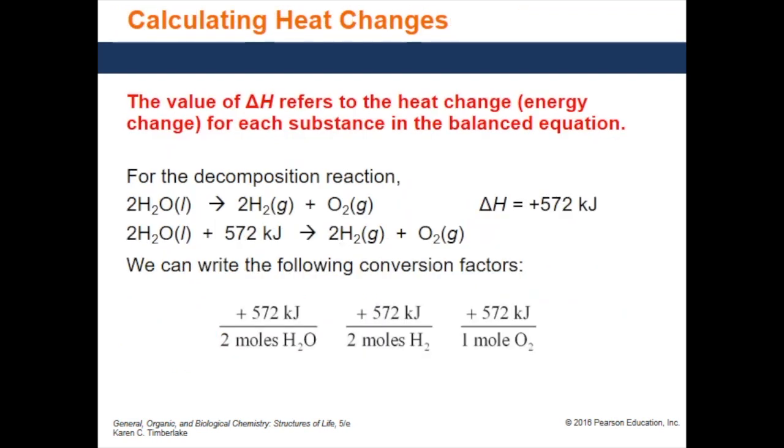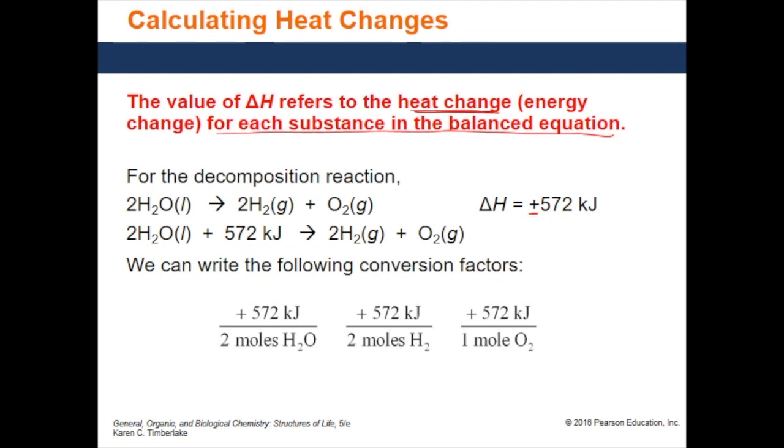Now, why are these values of delta H important for us? The value of delta H refers to the heat change for each substance in the balanced equation. So for example, if we are looking at this particular reaction, 2 moles of water here are converting into 2 moles of hydrogen and 1 mole of oxygen. For this reaction, delta H is 572 kilojoules. It's a positive value, which means heat here is being absorbed in the reaction. So this is an example of an endothermic reaction.